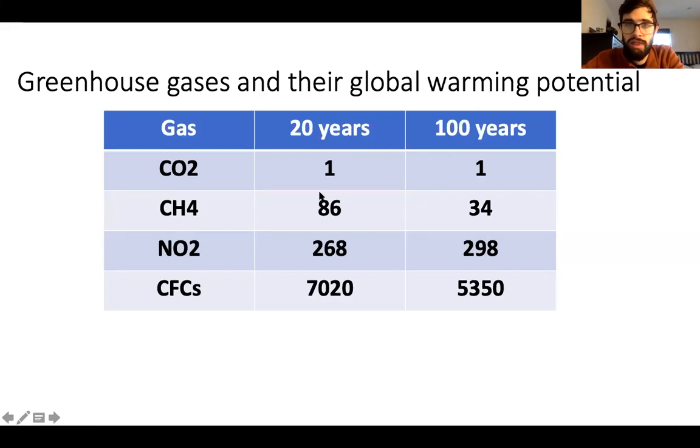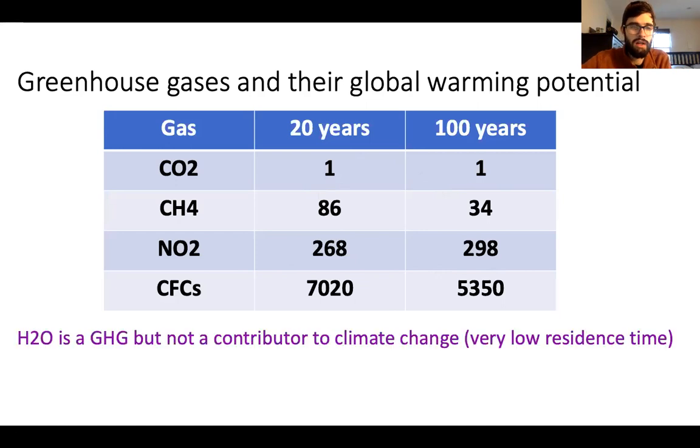If you look at something like methane over the course of 20 years, it can be 80 to 90 times more effective at trapping heat than CO2. Now that goes down over time as methane starts to decrease in concentration, but it's still much higher than CO2. Nitrous oxide, even higher, and CFCs are the highest of them all. Thankfully, we phased those out due to the Montreal Protocol. Something to keep in mind, water is a greenhouse gas, but because it has such a low residence time, it doesn't contribute to global change.